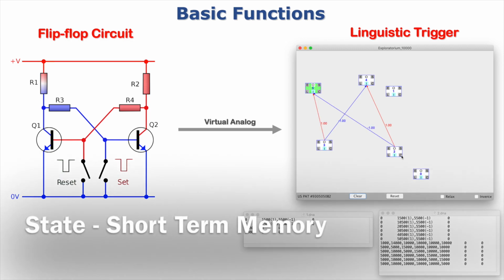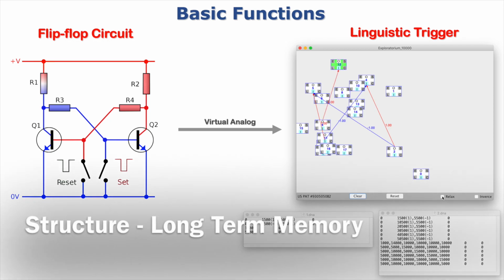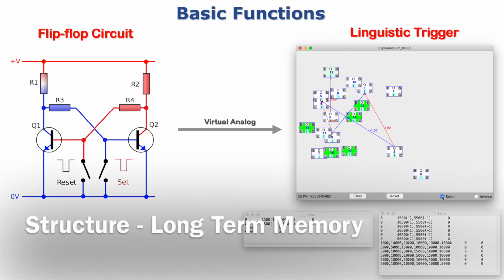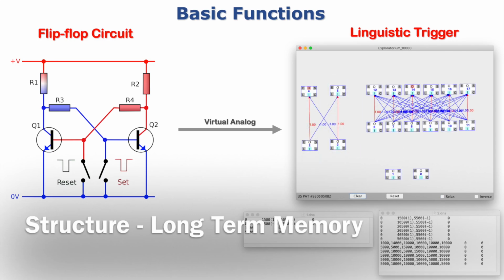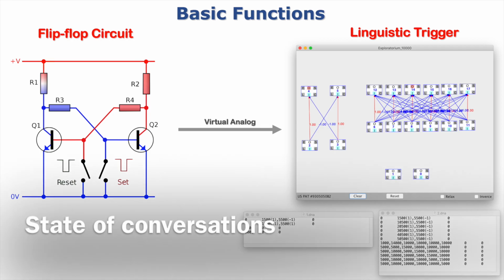We can call such states a short-term memory. In our model, we can build structures with similar functions. Even more, we can create triggers with more than two states. We call these structures long-term memory. Such triggers are a very important component in conversational systems, allowing to keep deep context of dialogue in a form of short memory.